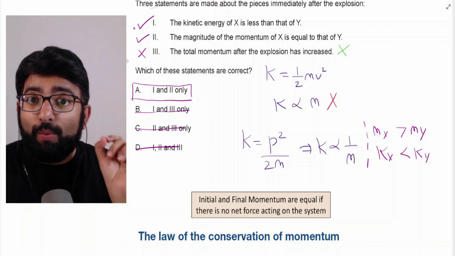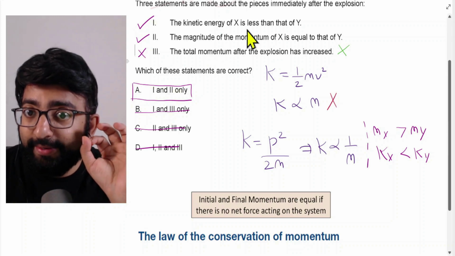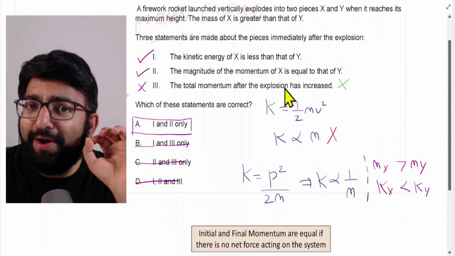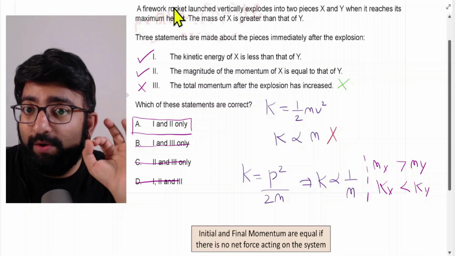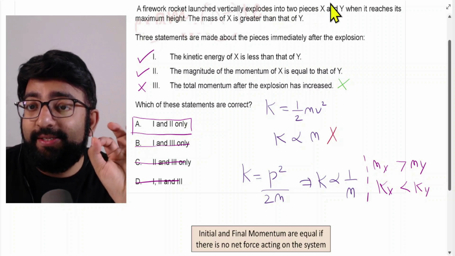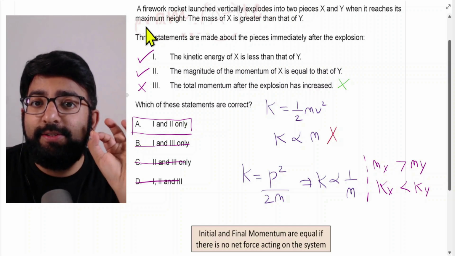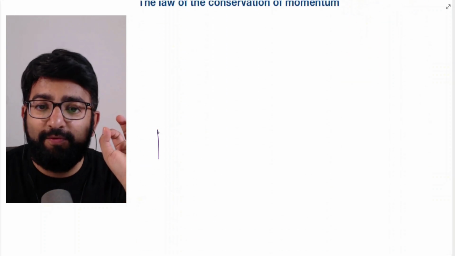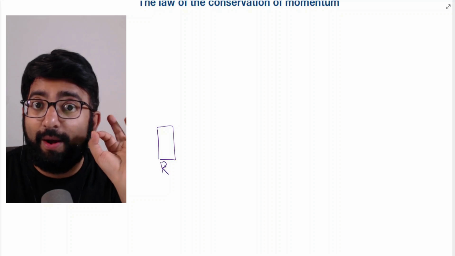Now let us analyze why this statement is correct. Magnitude of momentum of X is equal to that of Y. So what are X and Y in the first place? There was a firework rocket launched vertically. It exploded into two pieces, X and Y, when it reached the maximum height. Let us try to draw a diagram. So imagine we have a rocket on the ground.